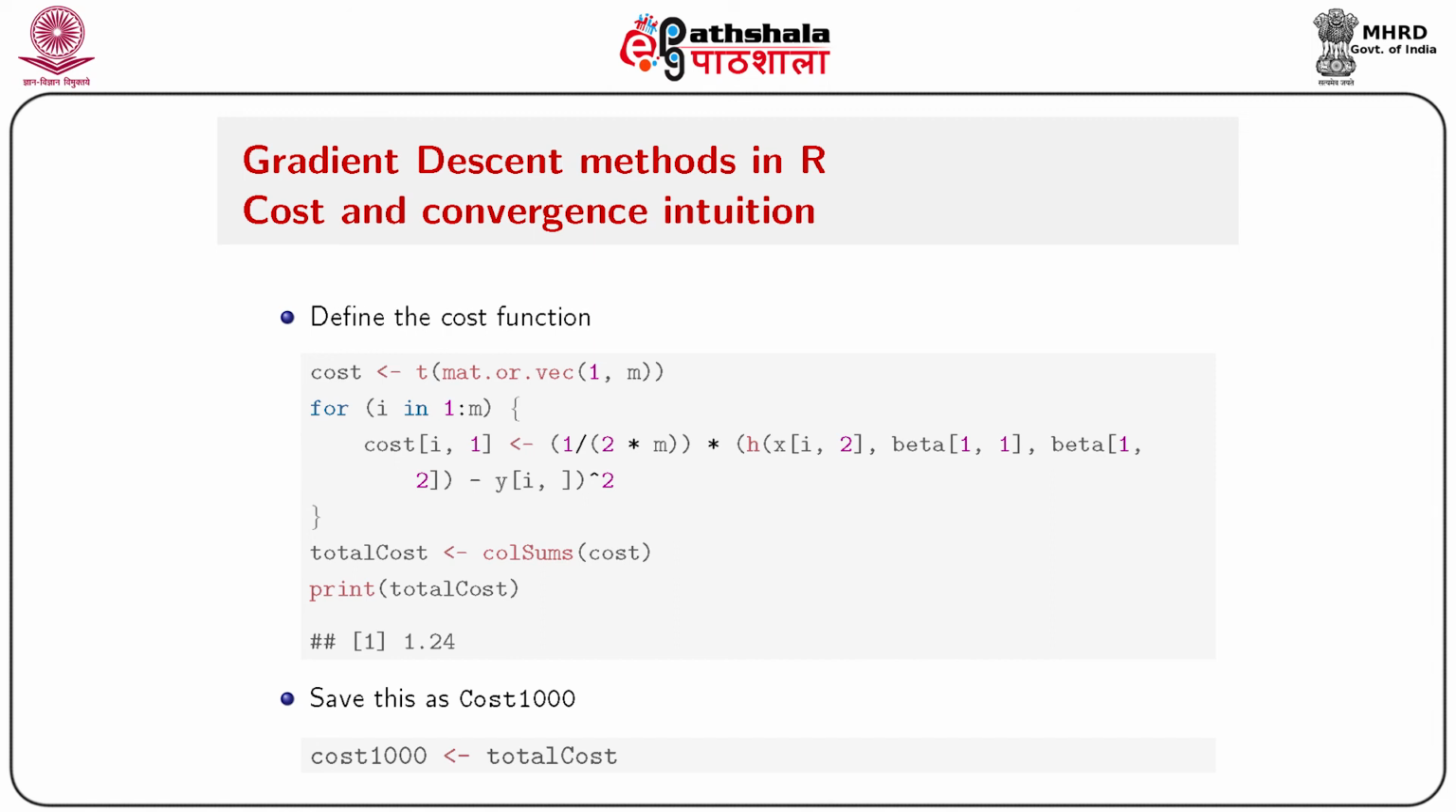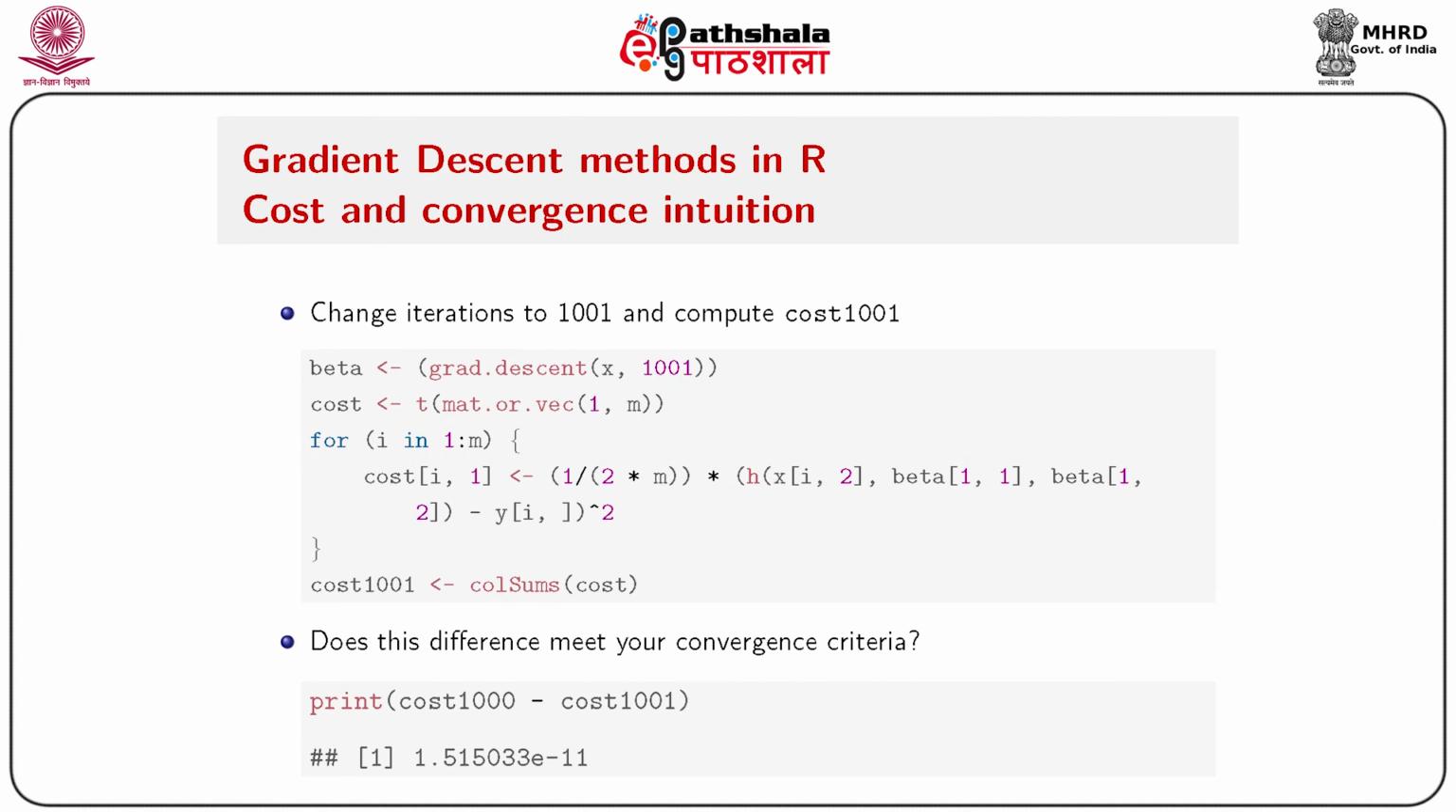as a matrix or vector of 1 to m, for i equals 1 to m. Then cost i equals 1 by 2m into (h(xi, beta) minus y) squared. This is the expression that we already discussed as the cost function, and the total cost is the column sum of cost, and print the total cost, that is coming around 1.24. Save this as cost1000, and cost1000 is the total cost.